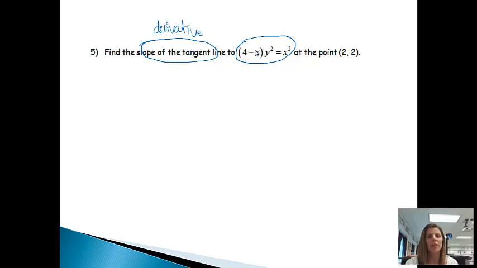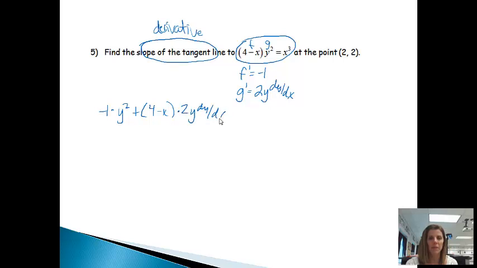So I notice on the left side that we actually have a product going on, because I have 4 minus x times y squared. So we'll let 4 minus x be our f and y squared be our g. My f prime, the derivative of 4 minus x, will be negative 1. The derivative of g will be 2y, and then we also have to say that we're taking the derivative of y with respect to x. So if I write that product rule out, it's going to be f prime times g plus f times g prime, and then equals the derivative of the right side, the derivative of x cubed, which will be 3x squared.